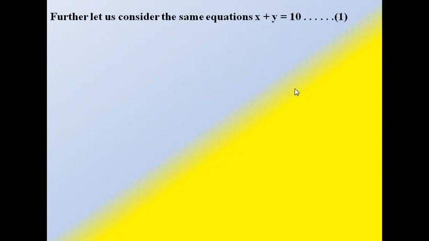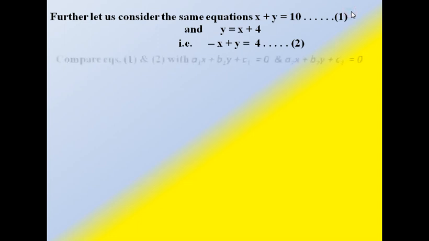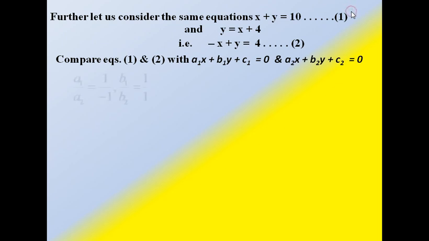Let us consider the same equations. x plus y is equal to 10 and y is equal to x plus 4. So we shall write equation 2 in the standard form: minus x plus y is equal to 4. Compare equations 1 and 2 with the standard form a1x plus b1y plus c1 is equal to 0 and a2x plus b2y plus c2 is equal to 0.